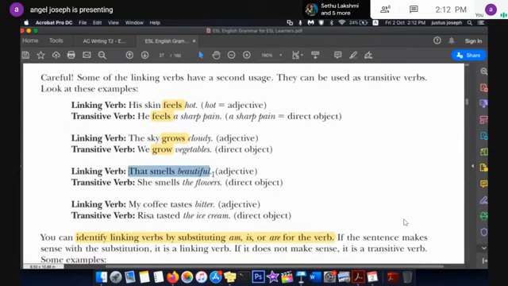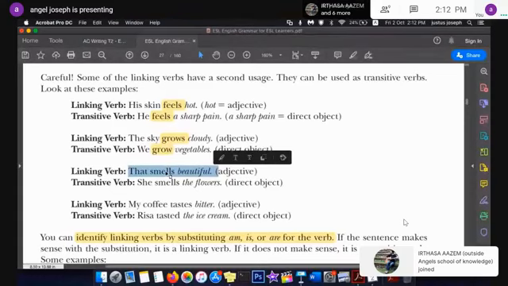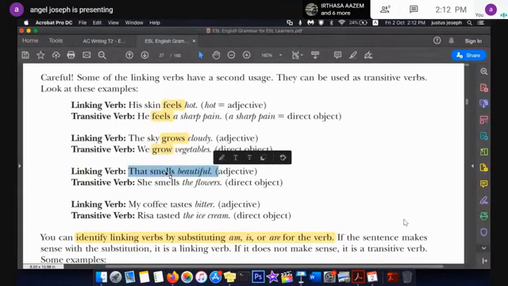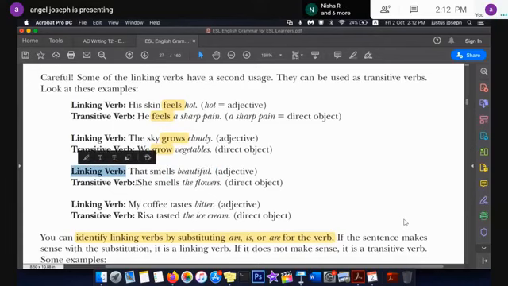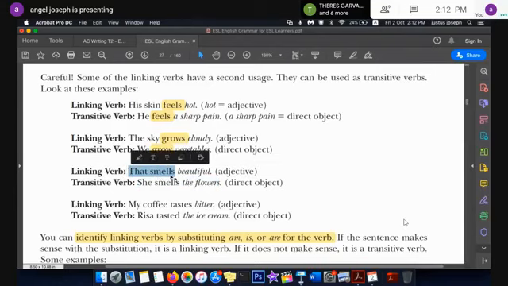Look at this sentence. That smells beautiful. The verb is smells. This verb is used with an adjective, beautiful. Okay. So as we can understand, smells is showing a condition, right? So it can be said that it is a linking verb. Look at this sentence. She smells the flowers. The same verb, smells. The first sentence, that smells beautiful, was showing a condition. Here, smells is used as an action.